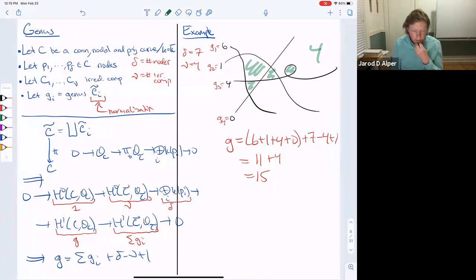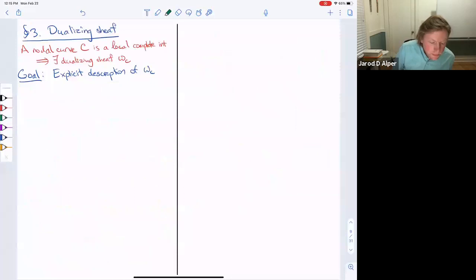Other questions? Okay, so we're on to the dualizing sheaf. A nodal curve, given the defining property of a node, is necessarily a local complete intersection. If you've read Hartshorne's exposition of Serre duality, you know that automatically implies that there's a dualizing sheaf, a sheaf omega C that satisfies Serre duality. But we would like to get a more explicit description of this in the case of a nodal curve. So that's what we're after right now.